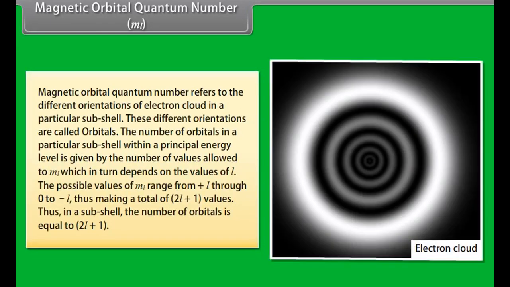Magnetic orbital quantum number, ml. The magnetic orbital quantum number refers to the different orientations of the electron cloud in a particular subshell. These different orientations are called orbitals. The number of orbitals in a particular subshell within a principal energy level is given by the number of values allowed to ml, which in turn depends on the values of l. The possible values of ml range from +l through 0 to -l, thus making a total of 2l + 1 values. Thus, in a subshell, the number of orbitals is equal to 2l + 1.